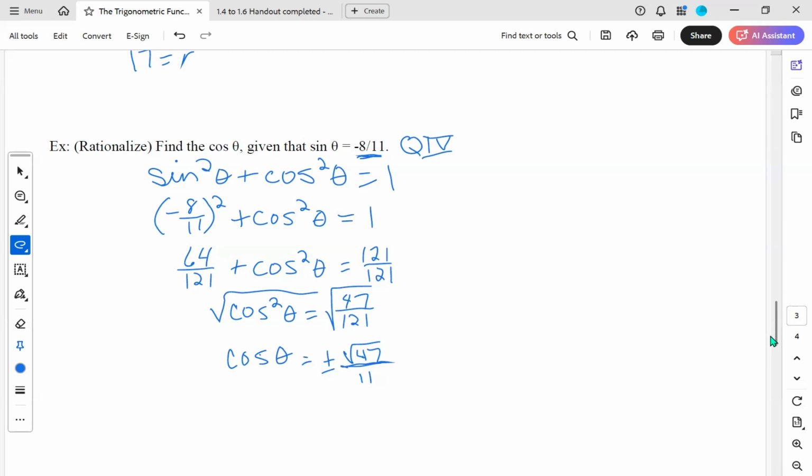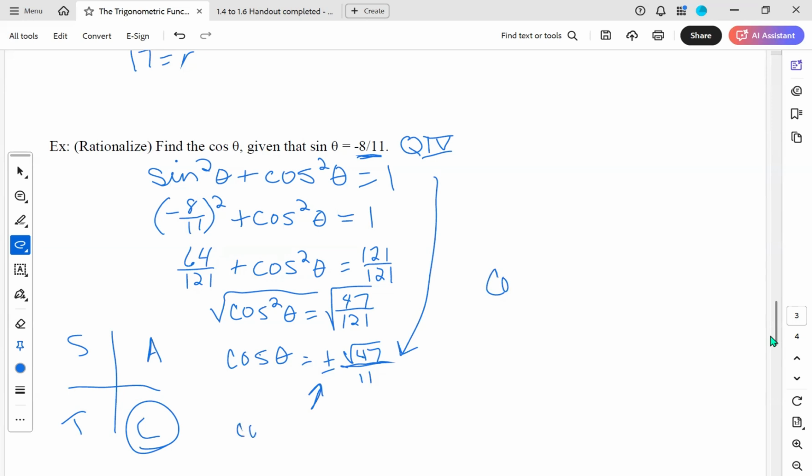Okay, now the question is, doing it this way, it's kind of challenging because a lot of people forget the plus and minus. And then you've got to remember, which quadrant am I doing this in? Well, the quadrant that you're doing this in is what's going to tell you which one it is, because we're doing quadrant 4. Remember, all students take calculus. Cosine is positive in quadrant 4. So that means that the cosine of theta that we're looking for, actually, let me write it down here, is equal to positive square root of 47 over 11. So you're not going to give both answers. You're just going to give one answer.